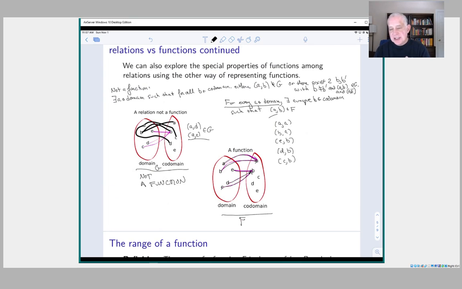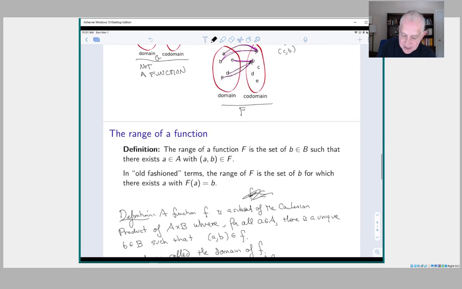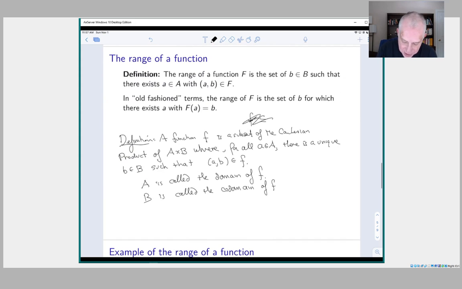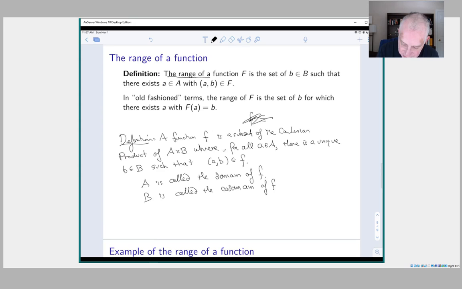So to capture this distinction between the codomain, which is the big set where you're sure that all of the values of the function land, and the actual values that the function takes on, you use the idea of the range. So the range, it's given right here, the range of a function is the set of b in B for which there exists an a in A so that (a, b) is in f. So in old-fashioned terms, the range of f is the set of b for which there exists an a such that f(a) equals b. As you can see, you can't survive this without getting the quantifiers right.